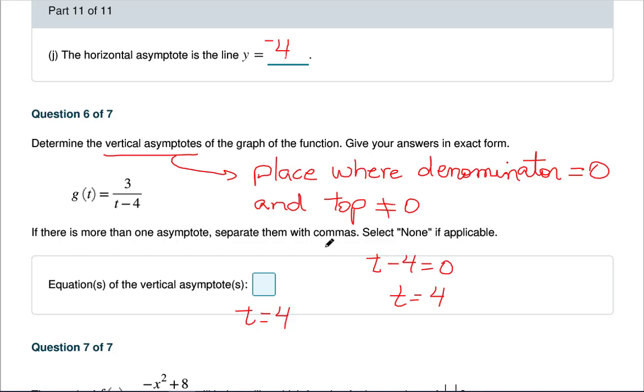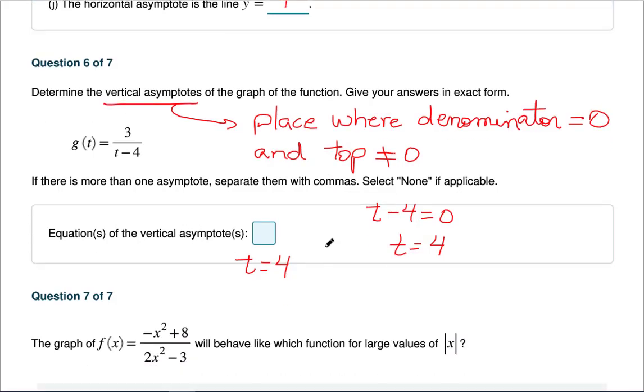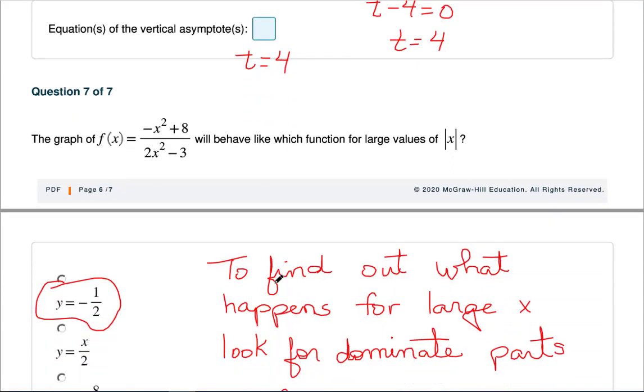Alright, question 6. Where is the vertical asymptote? Well, the vertical asymptote is going to be where the bottom is 0 but the top is not. So t minus 4 is 0, so t is 4. There's our vertical asymptote.